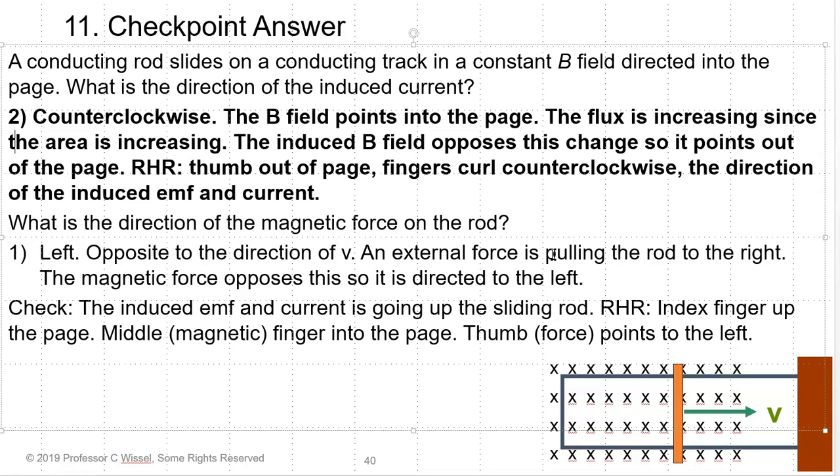And we can check on this. We're going to back it up with another right-hand rule. The induced EMF and the current are going up the sliding rod. The index finger is then up the sliding rod. The middle finger, which is the magnetic field, is into the page. And if you try this, you'll find your thumb, which is the force, points to the left. Now that has to be, because if it didn't, you'd violate energy conservation. You'd get something for nothing. In other words, you would generate a current, heating up the rod, without having to put any effort in.